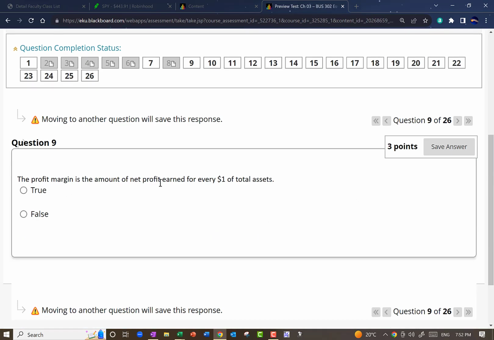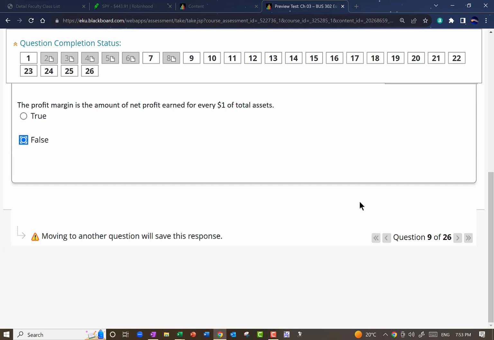The profit margin is the amount of net profit earned for every dollar of total assets. True or false? That's true, right? No. Profit margin is net income divided by sales, so it's profit earned per dollar of sales. I left off that. This is per dollar of total assets, which we know as return on assets, or ROA. Yeah, I saw "for every $1" and I was like, of course it's true.